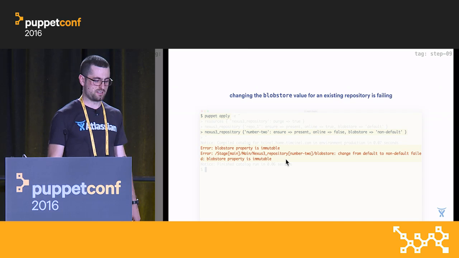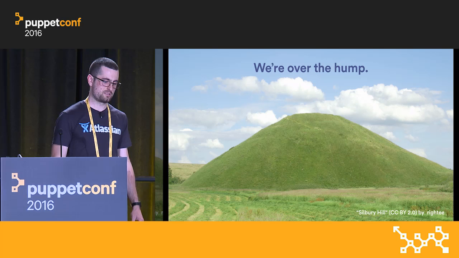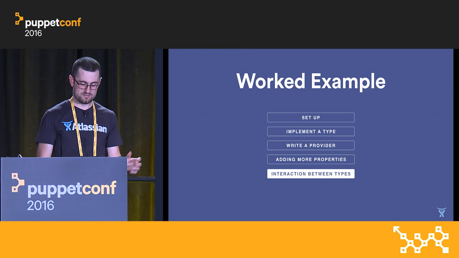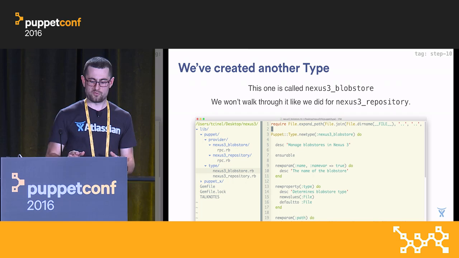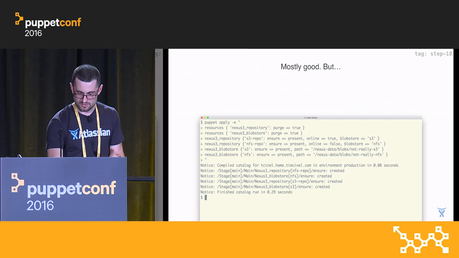Cool. All right, so that's our first type and provider. Most of the hard work has been done. We're over the hump, so to say. So now we need to, okay, we're going to write a whole new type and provider. Not really, I'm just joking. We've got one that we've already prepared for the blob store. There's, I think, one or two things we're going to look at. No, that's it. We just want to show you a demo.